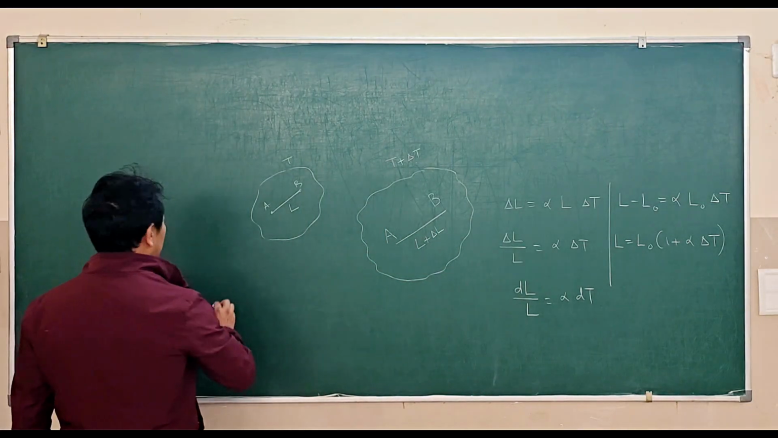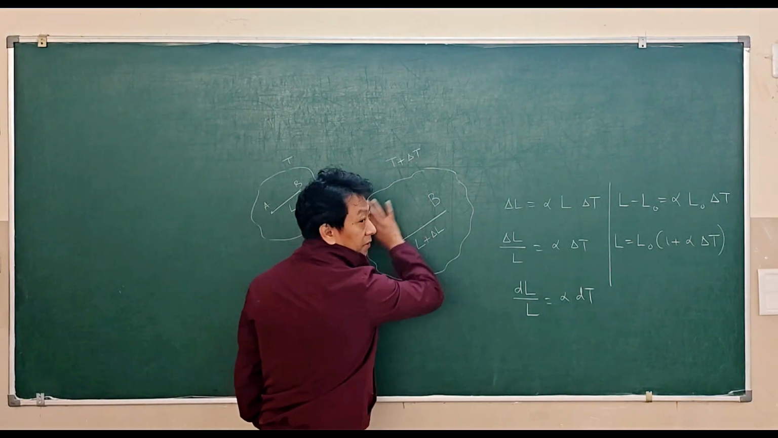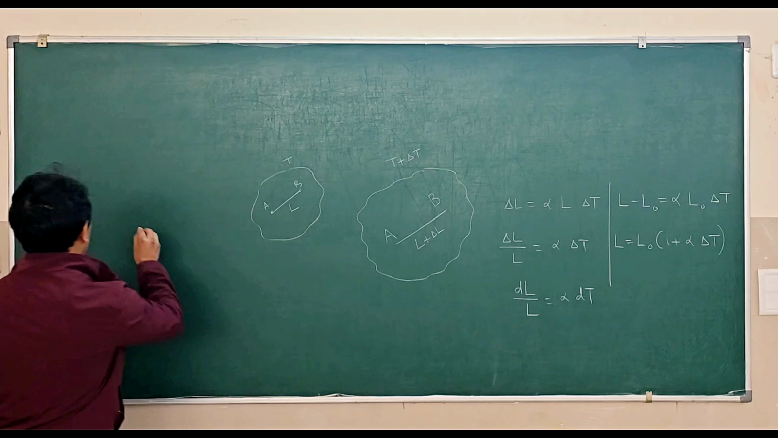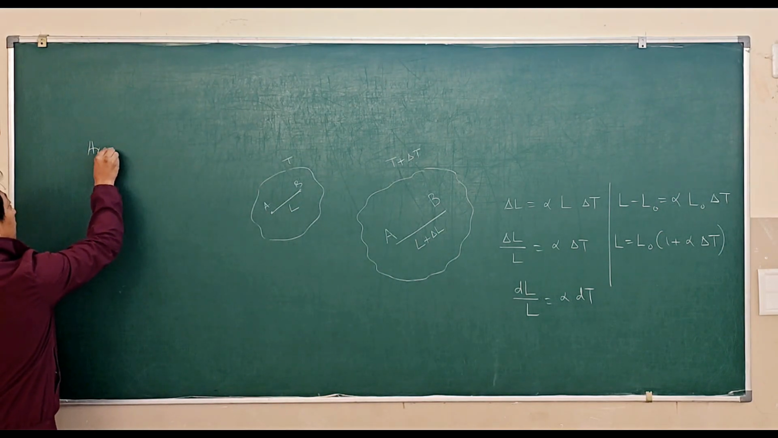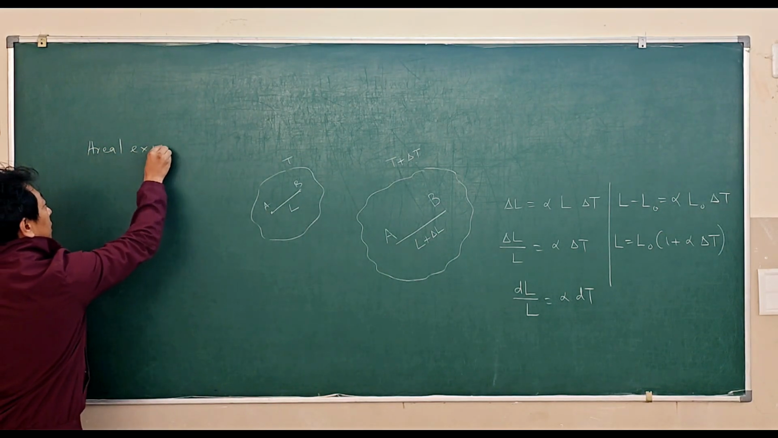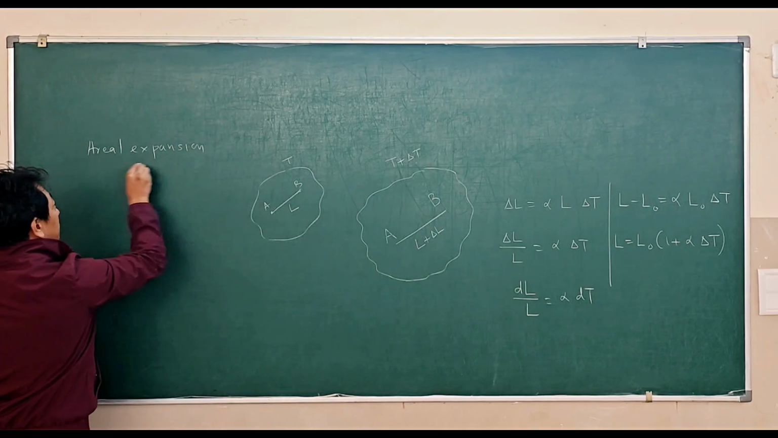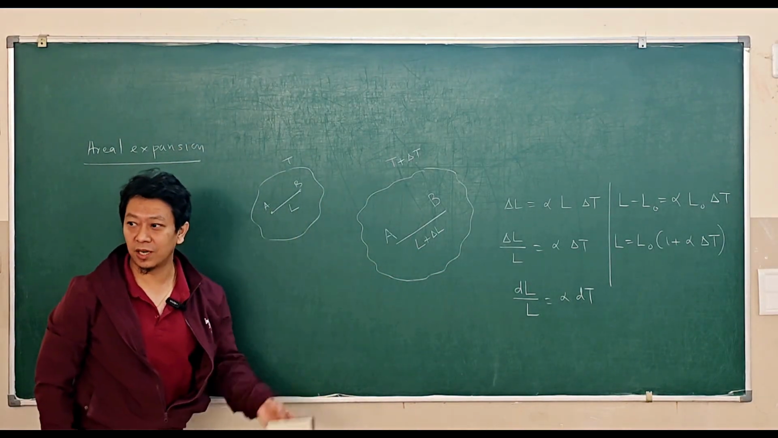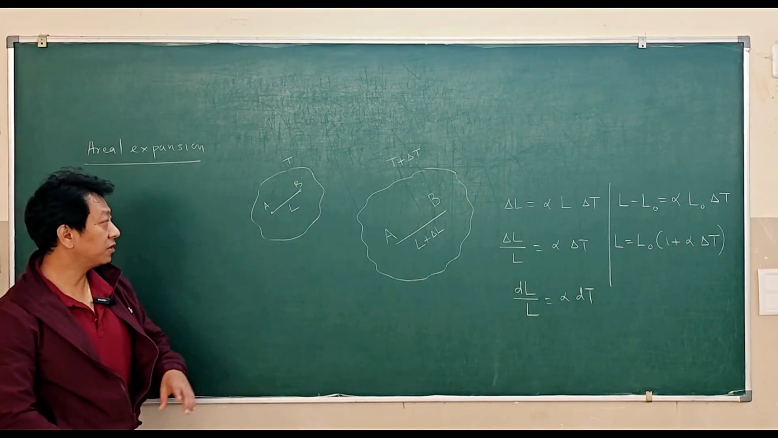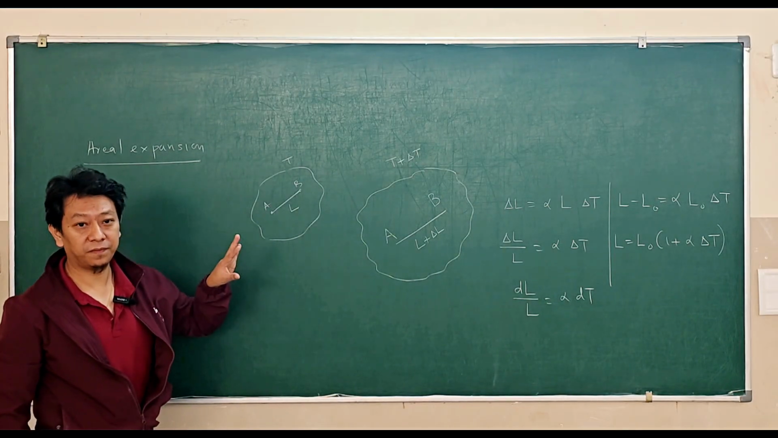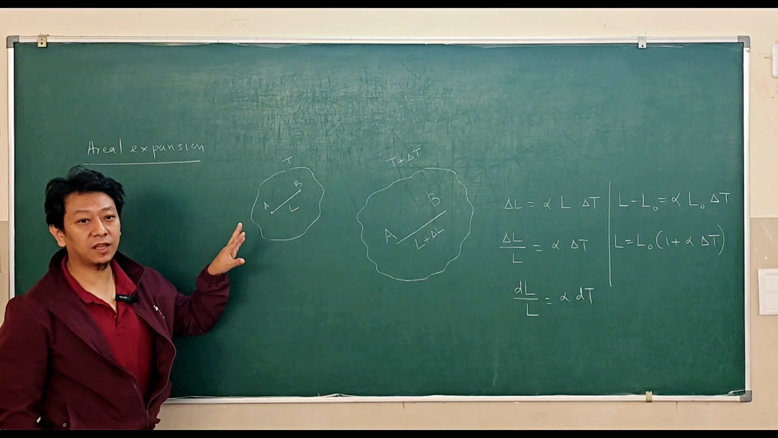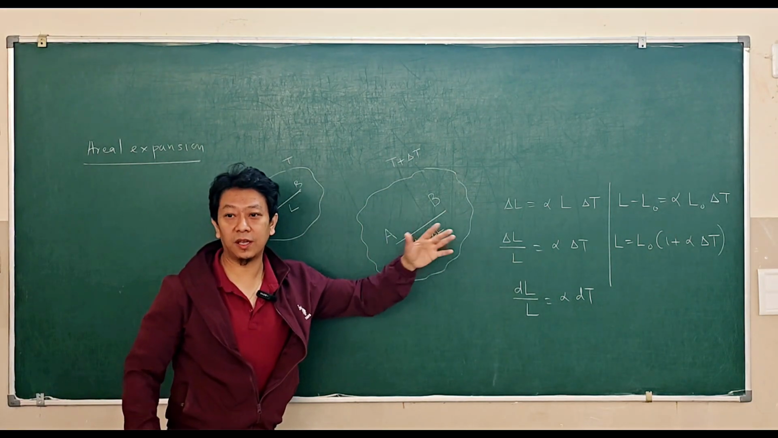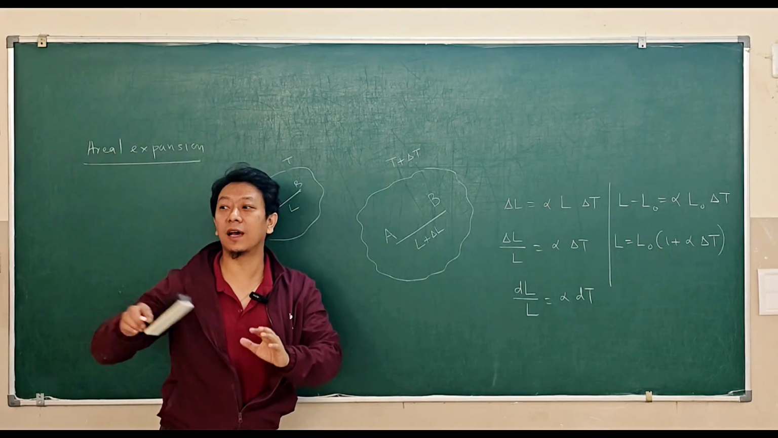Okay. Will area also change or not? If length will change, area also will change. So for area, we call this areal expansion. Similar formulas we can write. Without wasting too much time, let us directly write the formula. So imagine the initial area was A at temperature T. After increasing the temperature, area became A plus delta A.